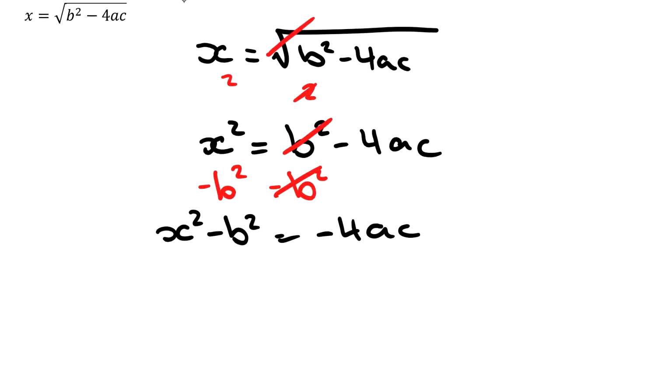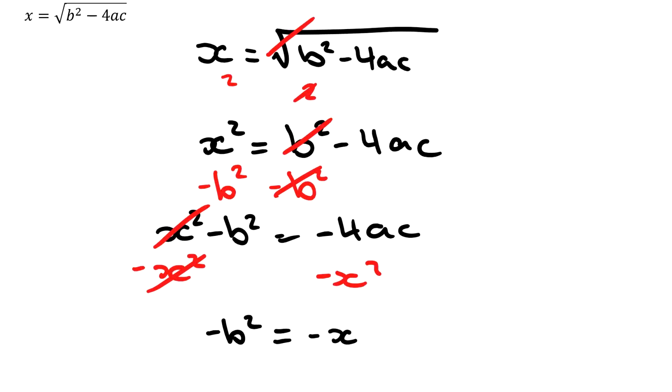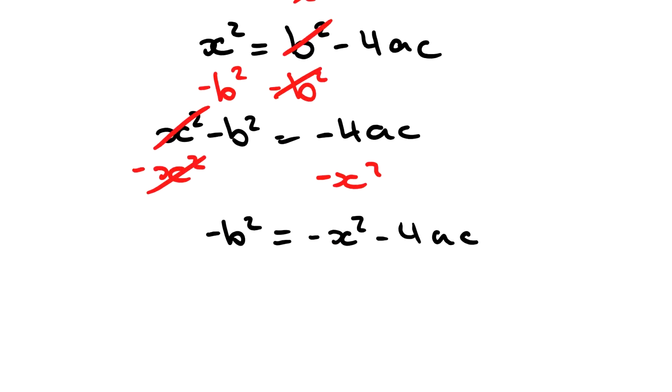The next thing I need to do is get rid of the 4 and the... Now I just noticed I actually want b, so to fix this up, I haven't done anything, I can actually fix this. Let's get rid of that x squared, so minus x squared, minus x squared. I'm left with minus b squared equals minus x squared minus 4ac. And then what I'm going to do is remove that negative, and what happens is all the signs change. So essentially that all changes. So I get b squared equals x squared plus 4ac.